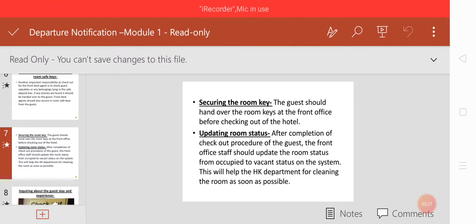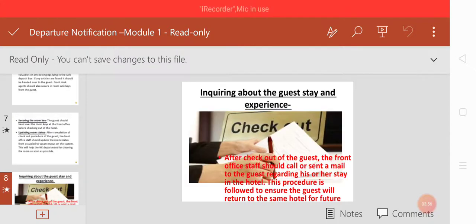As you know, the room key plays a vital role. Therefore, the guest should hand over the room key at the front desk before checking out of the hotel. Then updating the room status. After completing the checkout procedure of the guest, the front office staff should update the room status from occupied to vacant on the system. This will help the housekeeping department with cleanliness and maintenance of the room as soon as possible.